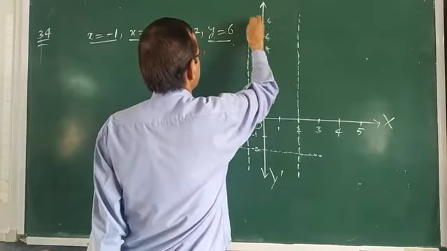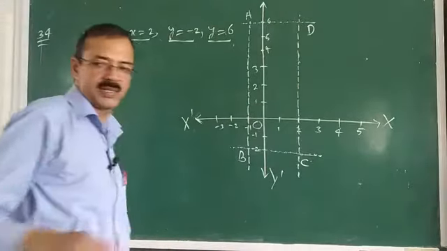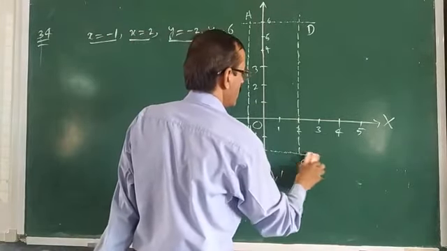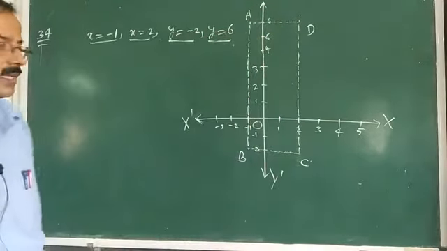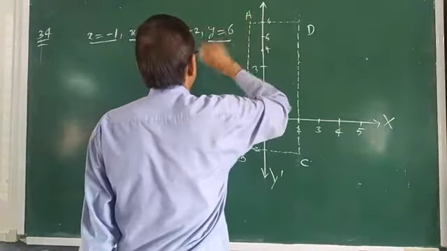Yes, clear? So write the names here. The names are not given, so you can write any name. This is A, this is B, C and D. ABCD is a rectangle. Now write down the coordinates of these. What will be the coordinate of A?